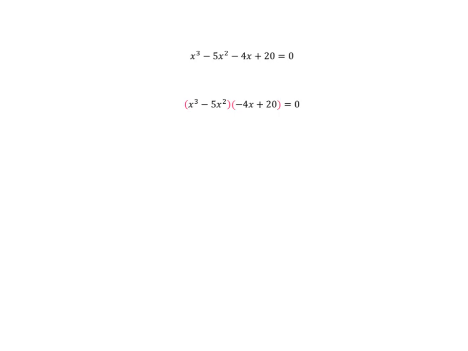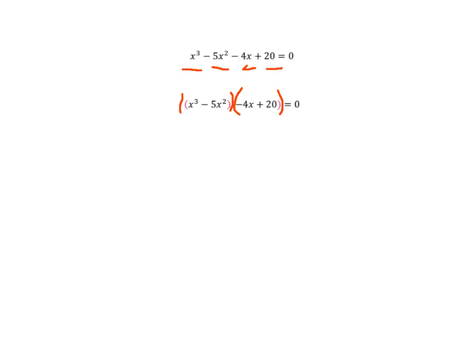The first thing you're going to want to notice in this problem is that there are more than 3 terms. We actually have 1, 2, 3, 4 terms in this problem. The easiest thing to do with that is to use grouping. So what you're going to do is group the first 2 terms together, as I did right here, and the second 2 terms together, just like that. Remember that the problem is still set equal to 0.